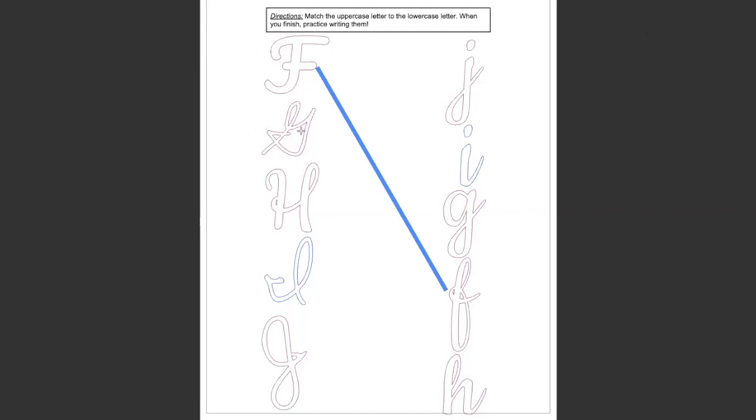Your next uppercase letter, do you know what this one is, Alicia? G. It's really hard to tell because I haven't seen that before. That's why we're practicing, right? This is the G, G. All right, let's draw a line from the G, the uppercase G, to the lowercase G.